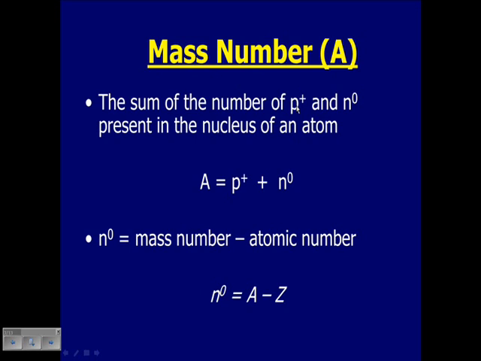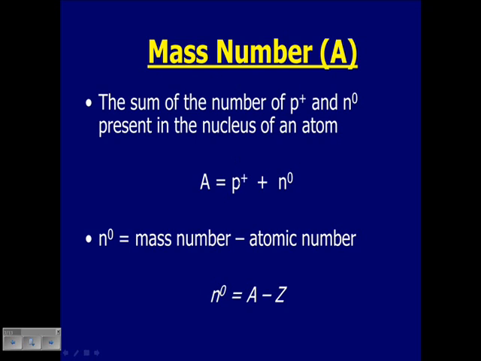So we don't worry about the number of electrons that are there because their mass is so tiny. So the mass number is simply the protons plus the neutrons. All right? Now, if I don't know the neutrons, I could rearrange this equation here, and I will do that for you.